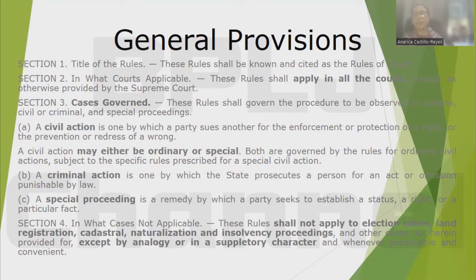It also applies to special proceedings. What is a special proceeding? It is a remedy by which a party seeks to establish a status, a right, or a particular fact. Okay. However, the 1997 Rules of Civil Procedure is not applicable to the following cases: election, land registration, cadastral cases, naturalization, and insolvency proceedings. Okay, except of course in a suppletory manner.